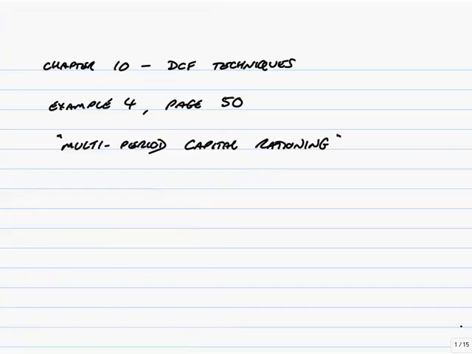DCF techniques. Now this is the fourth session on this chapter. The previous three were all connected: NPV, internal rate of return, modified internal rate of return. This last one is in fact completely separate. As you can see on the screen, it's multi-period capital rationing, and to explain, we're going to use the little example on page 50, example 4.